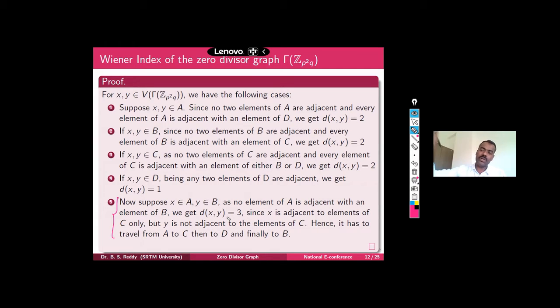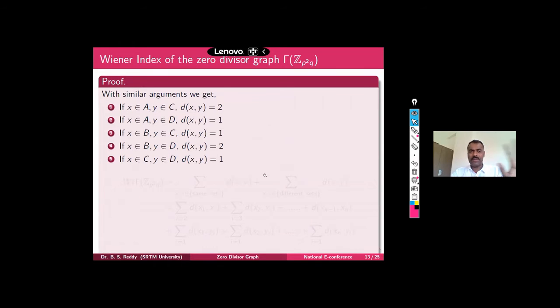That means at least you have to travel through two sets. Okay, because no element of A is adjacent with any element of B, so we have to go to another element, that is via this C. So X is adjacent to elements of C, but Y is not adjacent to elements of C. So we take from A to C, then to D, then come back to B. Okay. And with similar arguments, one can easily find all the possibilities.